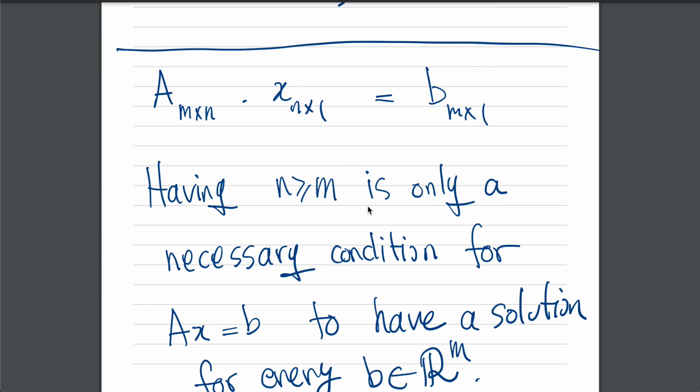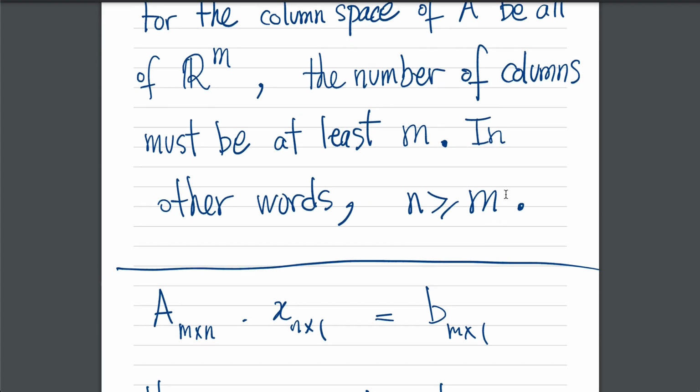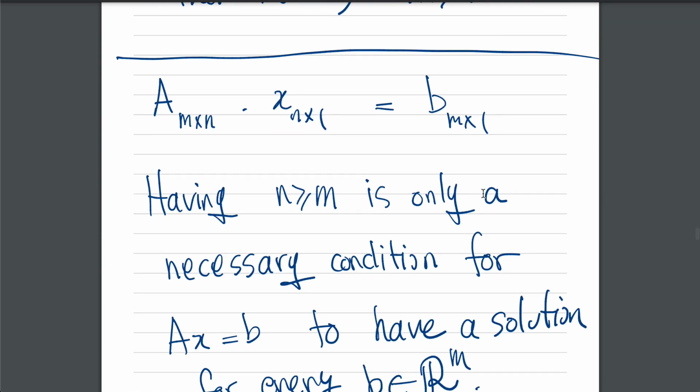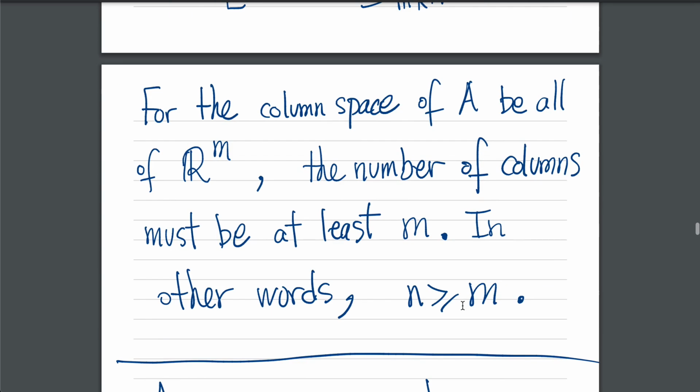Now, coming back to this equation, this is an equation where we have m equations, n unknowns, and we just said that for the column space of A to be all Rm, we need to have at least m columns. Now that's a necessary condition for Ax = b to have a solution for every b in Rm. Why do we need this?